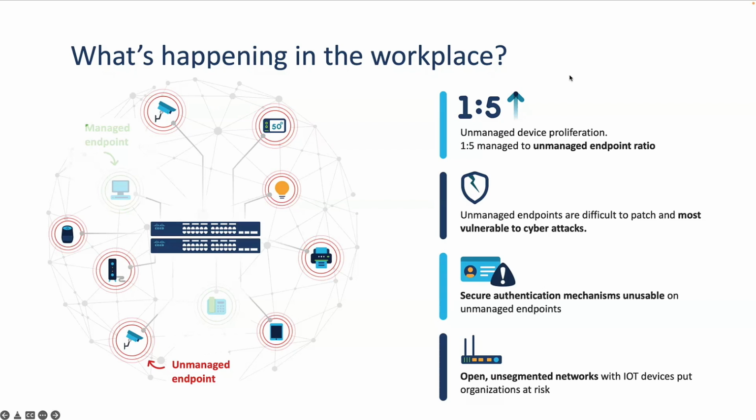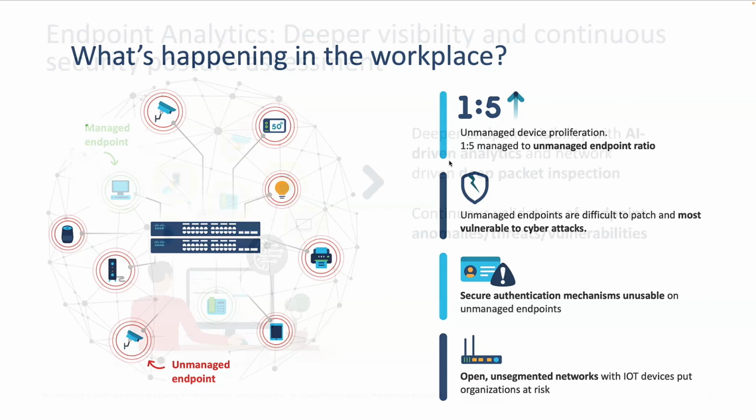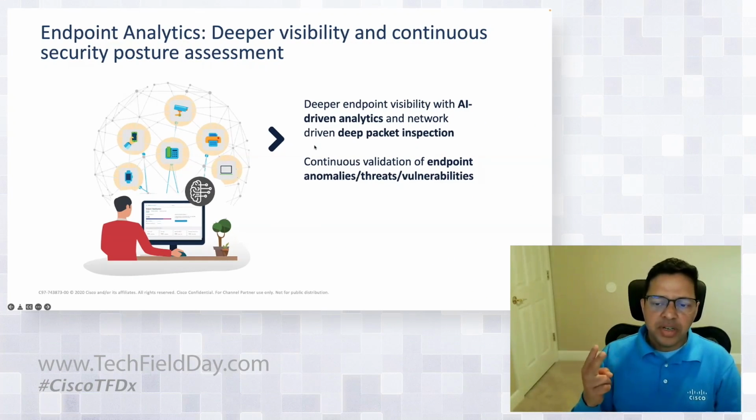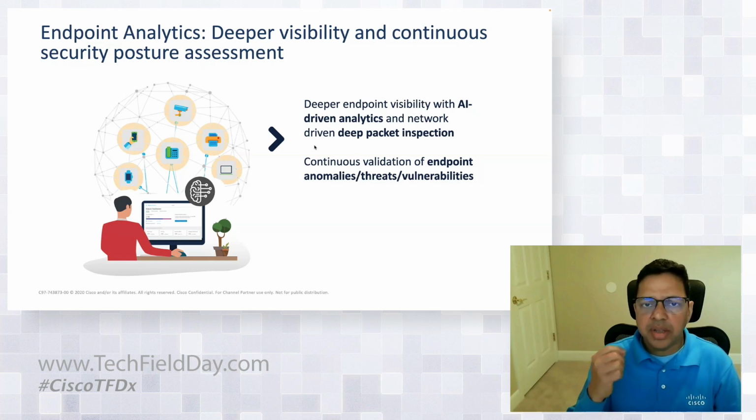So what do we do? That is the challenge. The first step for segmentation is visibility. Once you are able to identify these endpoints, you could do continuous posture assessment, or security posture assessment, as we call it, and use that to evaluate these endpoints to provide trusted access. That is what endpoint analytics does. Endpoint analytics provides two functionalities. One is to identify and profile endpoints based on AI/ML capabilities and deep packet inspection. The second one is what I spoke about, and this session is about that: it provides continuous validation of endpoint anomalies, threats, and so on.